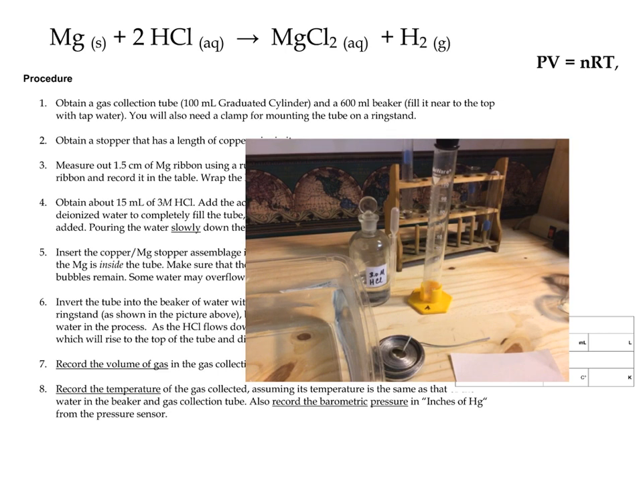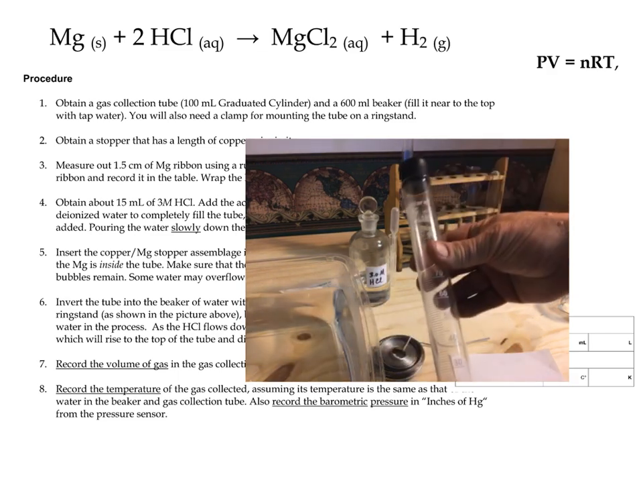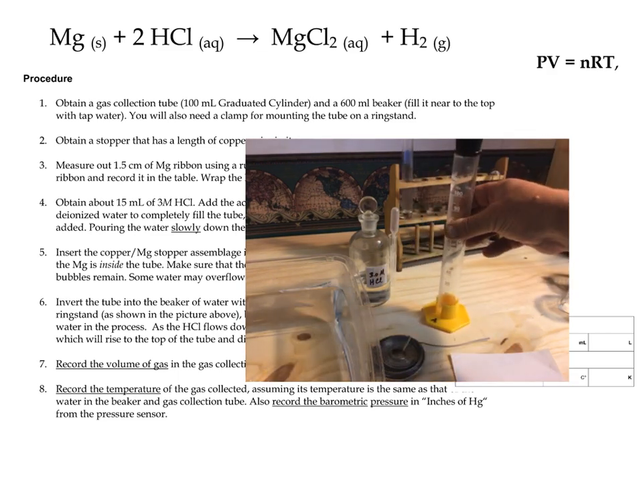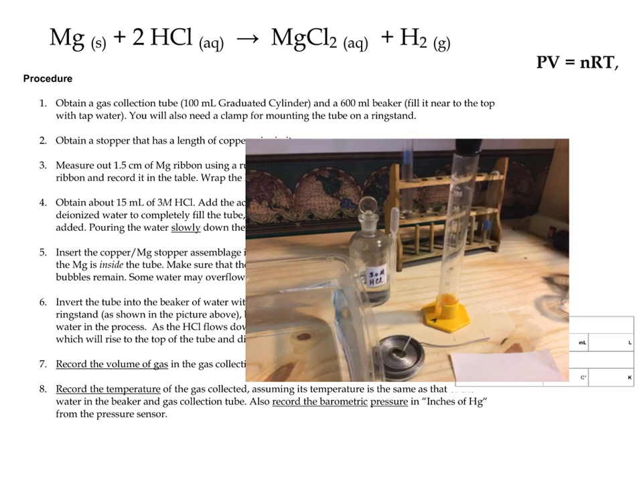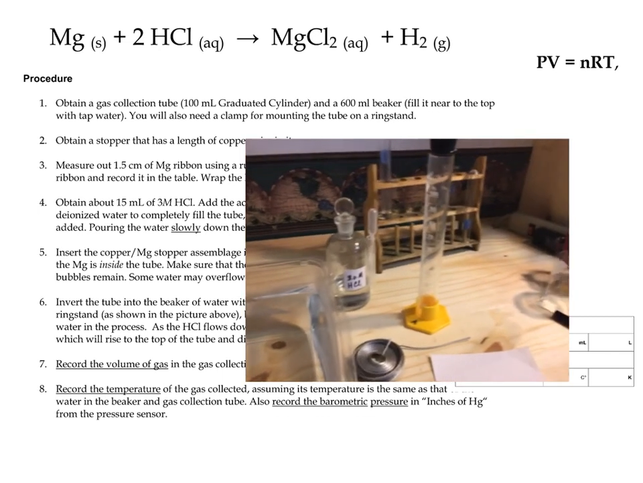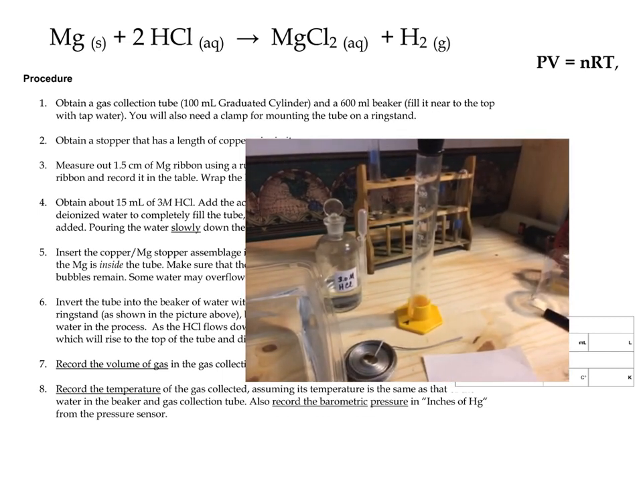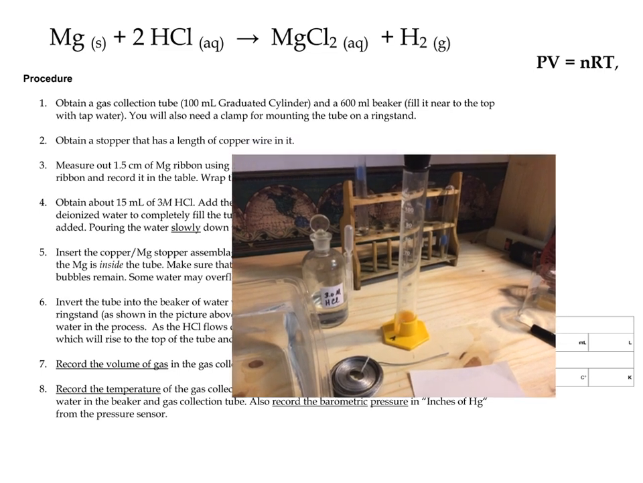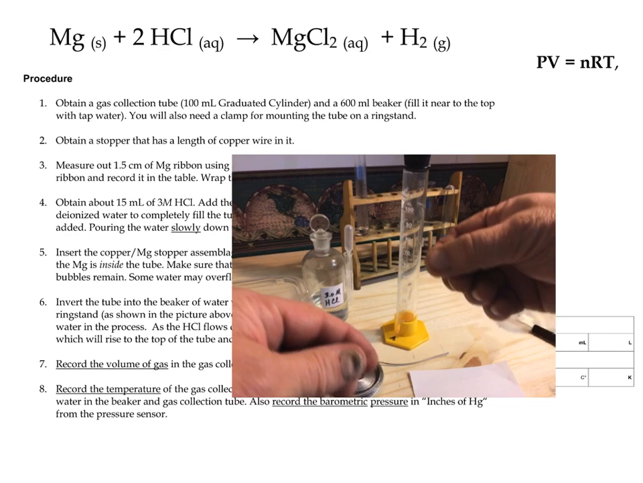Okay, let's take a look at the procedure. Number 1, obtain a gas collection tube, in this case a 100 milliliter graduated cylinder, and a 600 milliliter beaker. Instead, we're going to use this trough of water right here. And then it says obtain a stopper and a length of copper wire. Right, the copper wire is going to hold on to the magnesium.